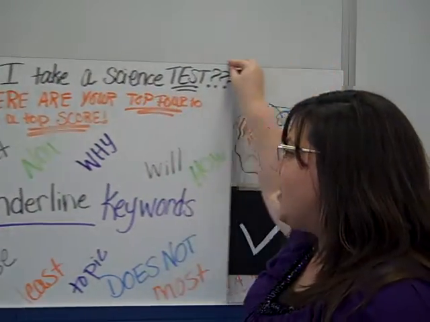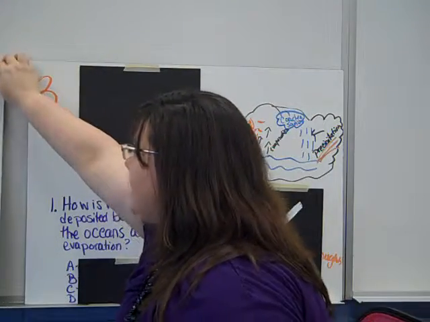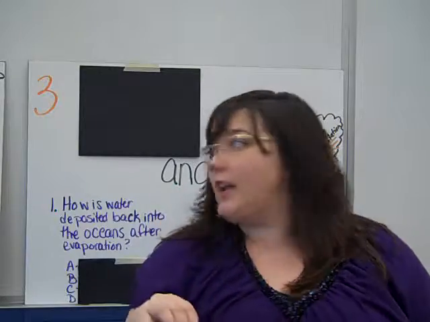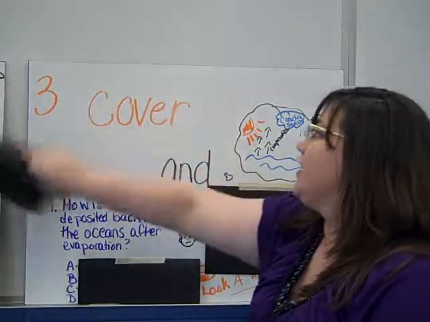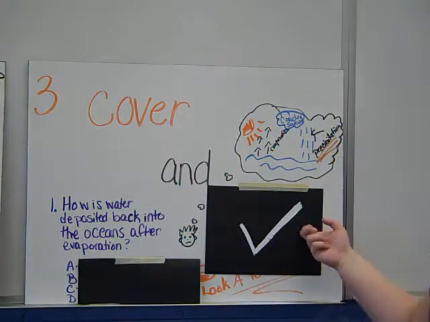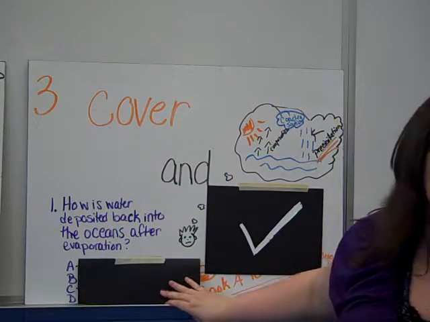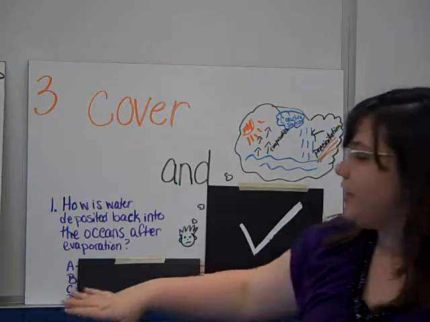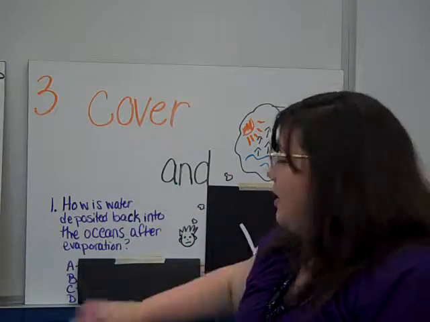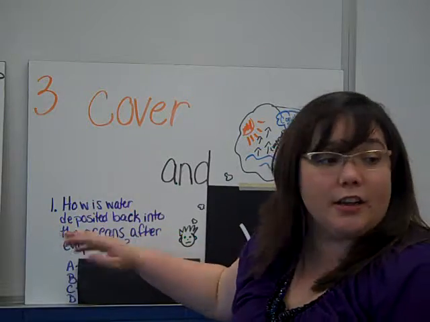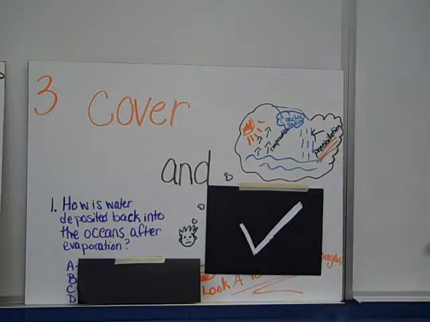Now, let's go ahead and find our top 3 strategy. Top 4 to be a top score. Strategy number 3, cover and check. So as soon as you see a question, you need to cover up those answers. You can use your hand, your scratch paper, anything like that, but cover them up. Read the question. As you read, remember, we should always be underlining keywords too.